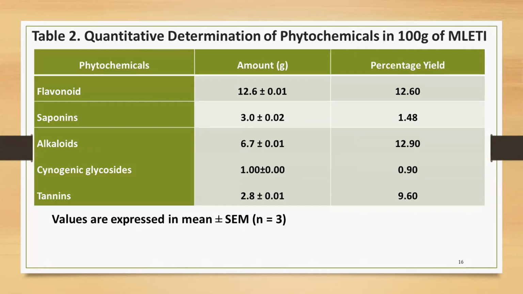Table 2 here shows the quantitative determination of the phytochemicals in 100 grams of the extract. And this result shows that the alkaloid happens to be the highest percentage yield in this extract, followed by the flavonoid and the tannins.